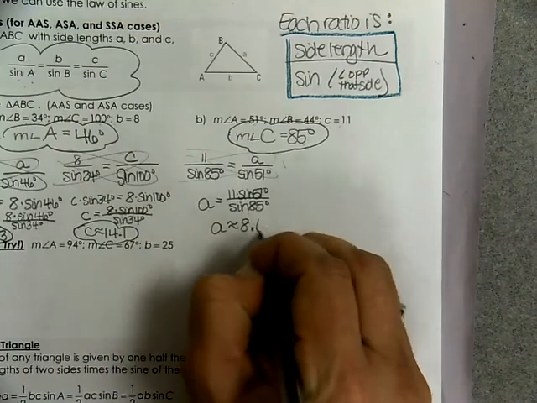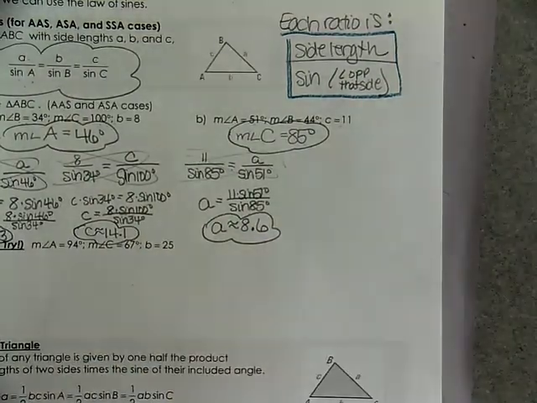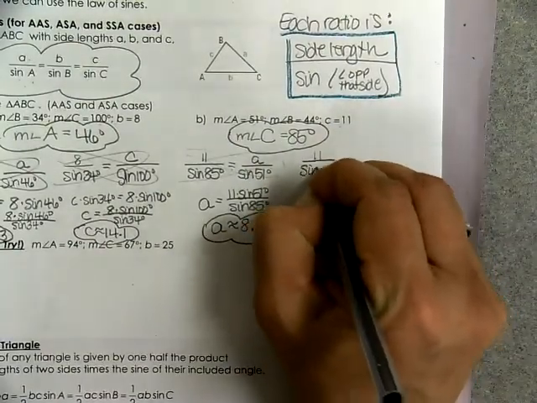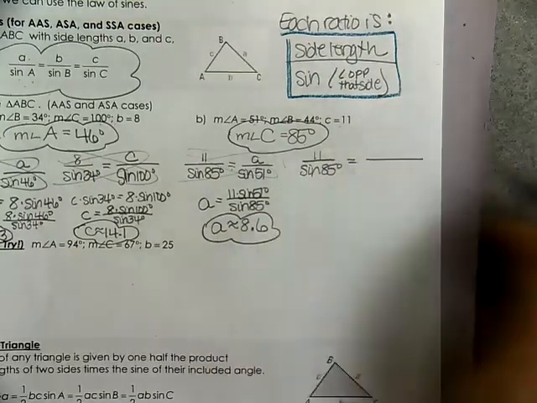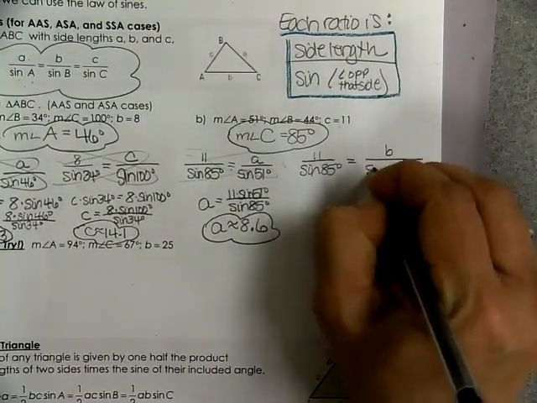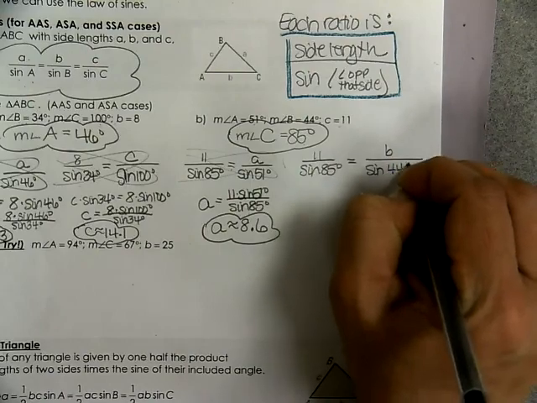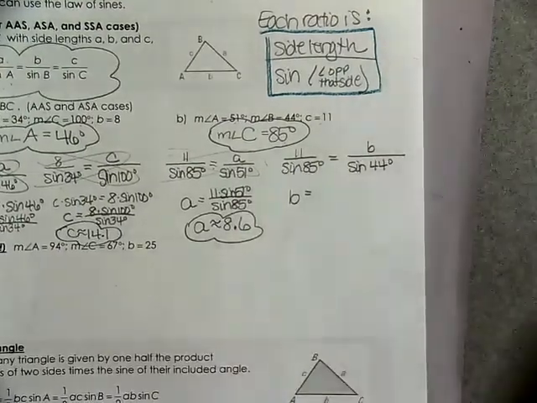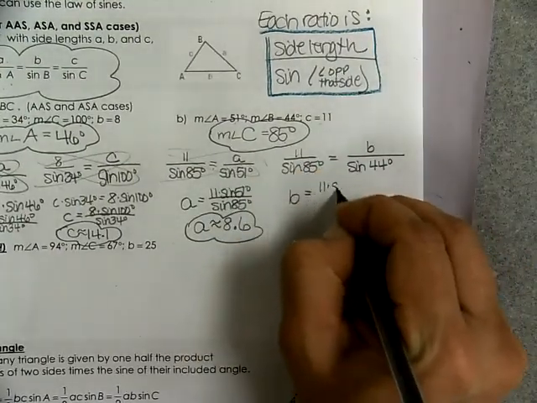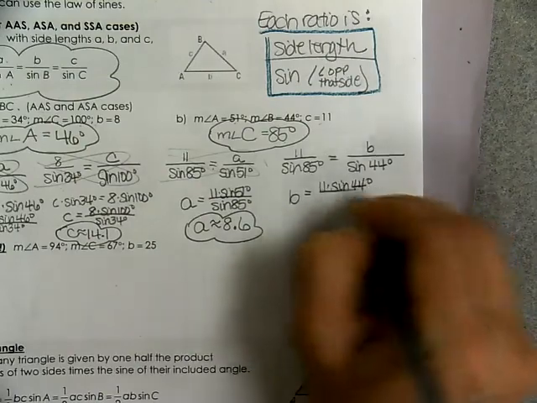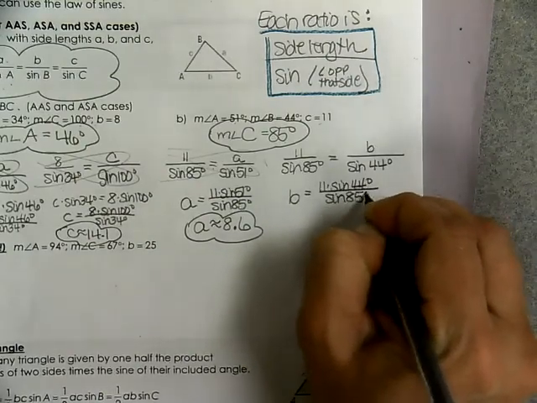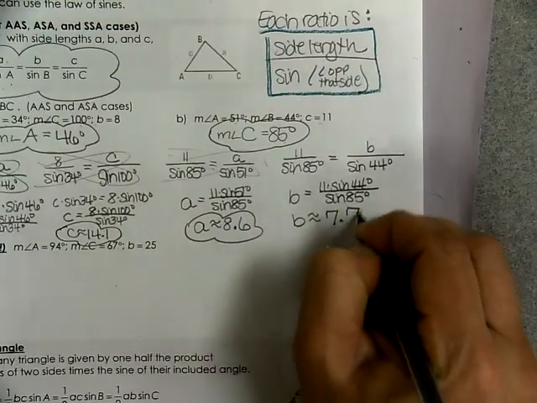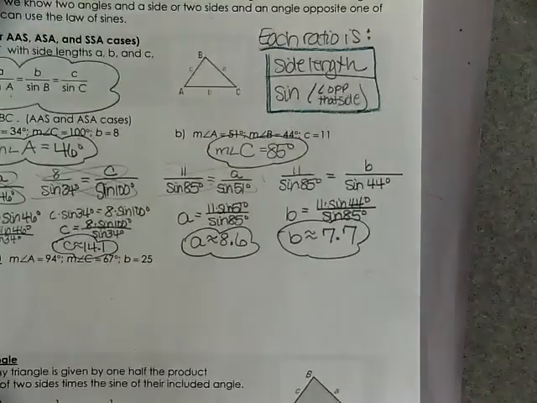Hopefully y'all trust me, and I'm getting 8.6 for my side A. So now to get side B, I'm again going to use that exact ratio that I know, 11 over the sine of 85. I'll put that equal to B over the sine of 44 degrees. So thinking about what would happen when I cross multiply and isolate B, I would be multiplying 11 by the sine of 44 degrees and then dividing by the sine of 85 degrees. And if you put that in the calculator, that would give you about 7.7 if we're rounding to the nearest tenth.